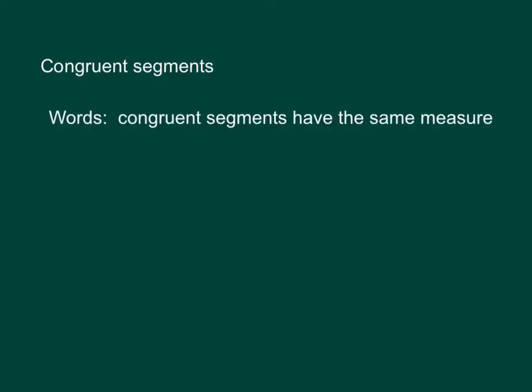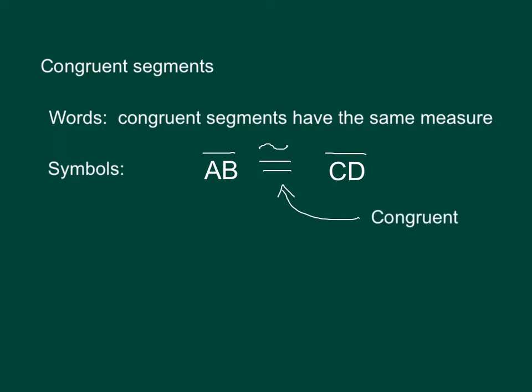In words, we say that congruent segments are those segments that have the same measure, or they're segments that have the same length. In symbols, we would say that two segments are congruent to each other if they have the same measure, and our congruent symbol looks like the equal sign, but it has a squiggly line on top. This right there is our symbol for congruent.